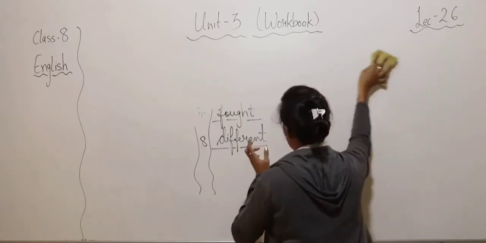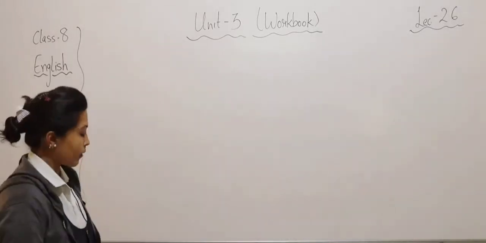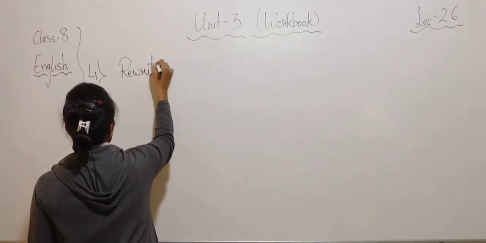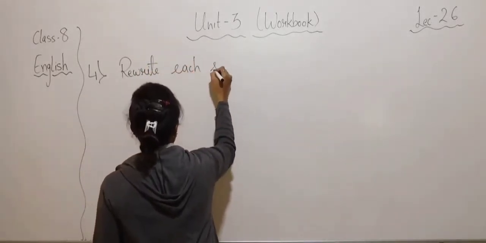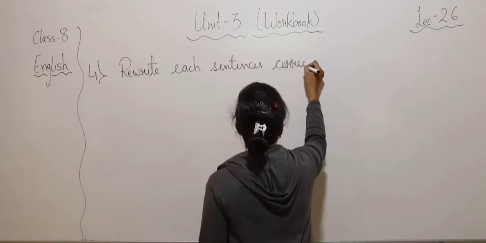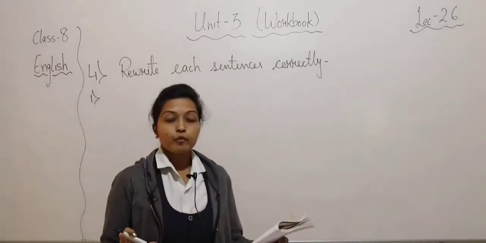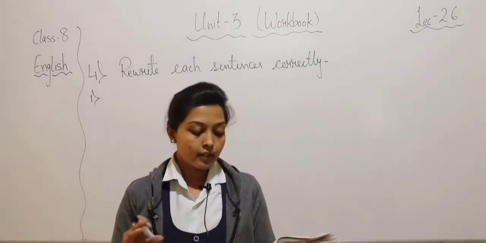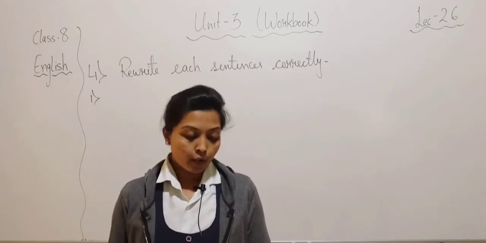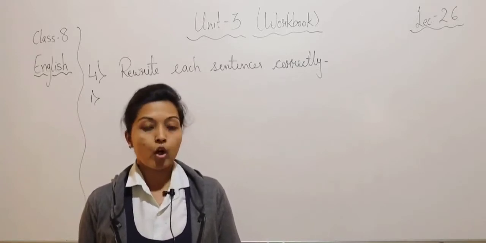Write down first of all, exercise four, rewrite each sentence correctly. Now what we have to do, we have to find the mistake which is given in the sentence, and then again we have to write down the whole sentence with that mistake corrected. Now first one, it is given, Indian prince were short sight.